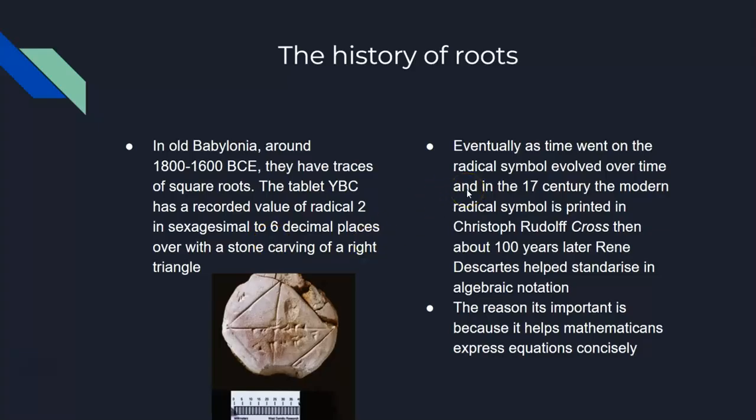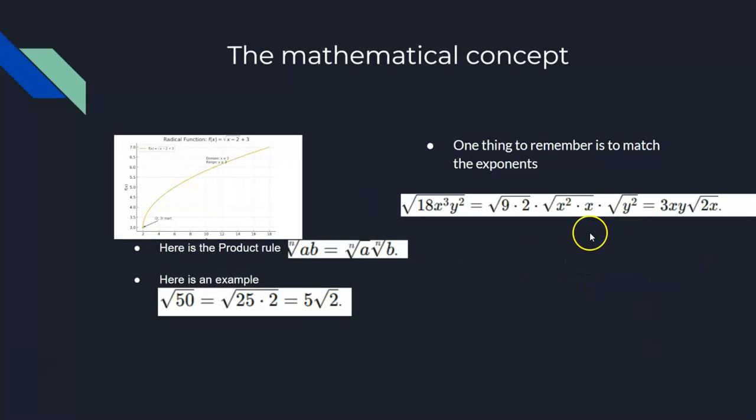Eventually, as time went on, the radical symbol evolved to what we commonly have as the radical symbol, and this was in the 17th century, by Christoph Rudolff. Then about 100 years later, Rene Descartes helped standardize it in algebraic notation. This is important because it helps mathematicians express equations concisely.